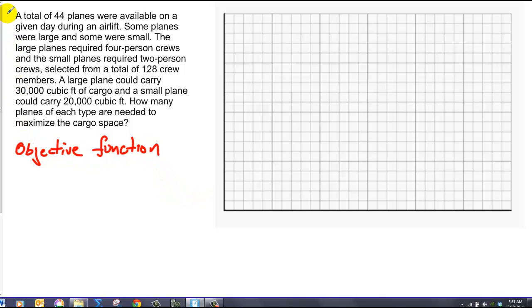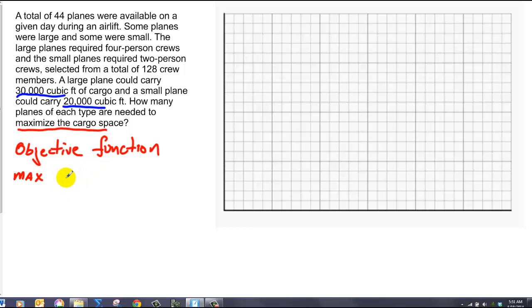So if you read through this problem, you'll notice that down here it talks about how many planes of each type are needed to maximize the cargo space. There's your objective function. We're trying to maximize the cargo space. So we max cargo space. I'm going to look for information regarding cargo space. So I read through the problem, and this talks about cubic feet of cargo space, as does this. And it says I have large planes carrying 30,000 cubic feet, small planes 20,000 cubic feet.